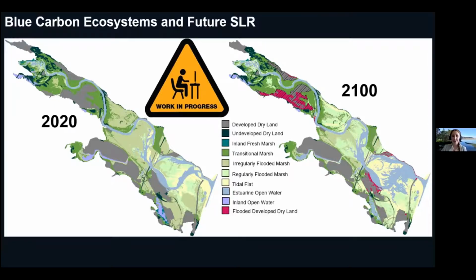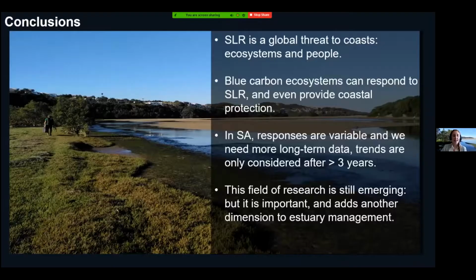Okay, in conclusion, sea level rise is a global threat to coasts, and it's important to know that coasts are ecosystems and people, and it's therefore a complicated issue to deal with. Blue carbon ecosystems can respond to sea level rise, and they can even provide protection against sea level rise. So in South Africa, we've measured responses and we found that they are variable. Mostly we need more long-term data, as trends can really only be considered after more than 3 years of data. This field of research is still emerging, but it is important, and it adds another dimension towards estuary management.